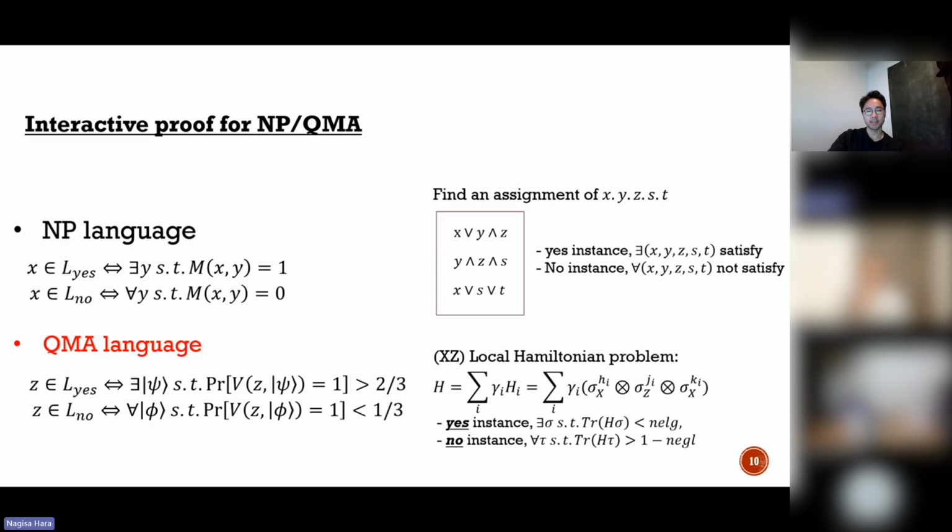Especially, we will look at the XZ local Hamiltonian problem. This is a linear combination of local Hamiltonian terms, where each Hamiltonian term h_i is expressed by a tensor product of Pauli X and Z. In such a local Hamiltonian QMA problem, if it's a yes instance, then the ground energy is negligible. And if it's a no instance, then the ground energy is very large. So this is the QMA language that we are going to use.